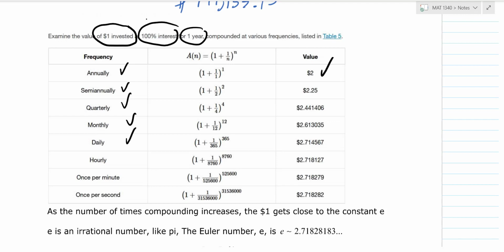See, when we're at daily, we're at 365. Then we keep getting bigger. That's what you would expect to happen. The more often you figure interest, the bigger it gets. So this would be like interest every minute. There's 525,600 minutes in a year. This would be every second. There's 31,536,000 seconds. So you get this.